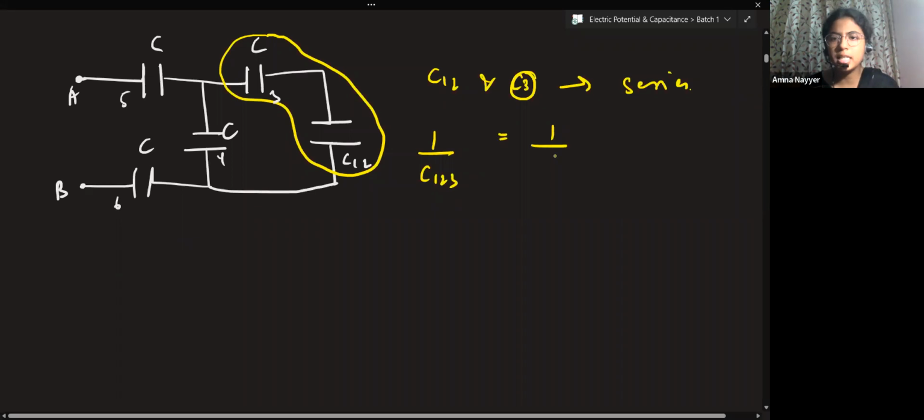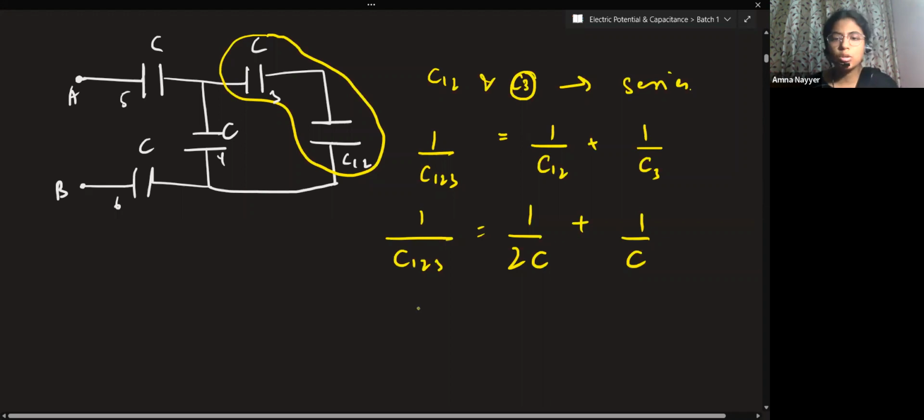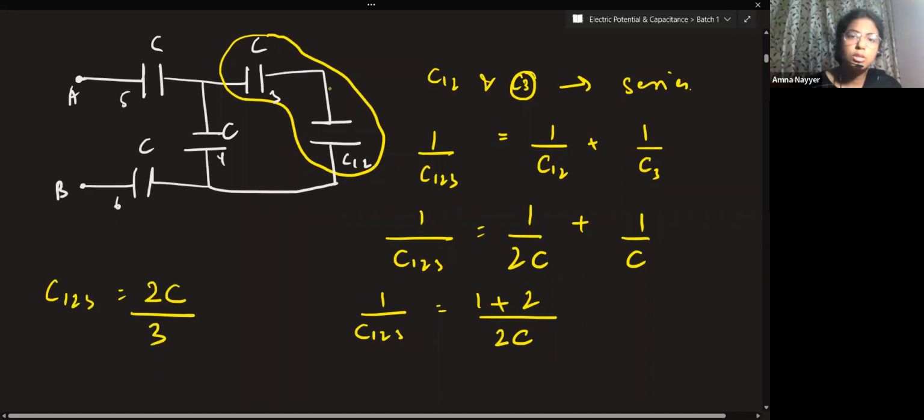So 1 by C123 is 1 by C12 plus 1 by C3. C12 is 2C, so it is 1 by 2C plus 1 by C. So 1 by C123 will be equal to, total LCM will be 2C, 1 plus, here it will get multiplied by 2, so 3 by 2C. So C123 will be equal to 2C divided by 3. So this has been reduced to 2C by 3.